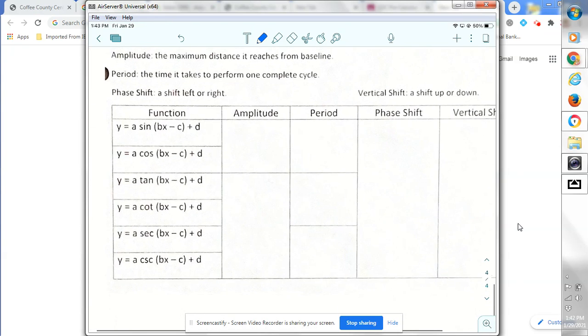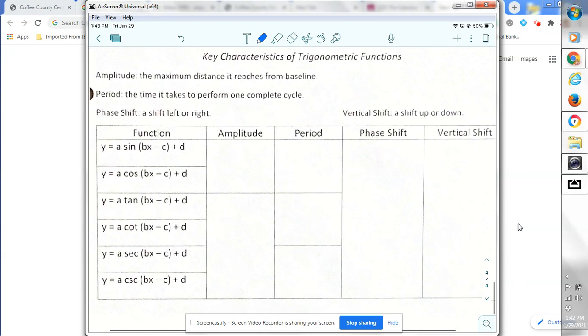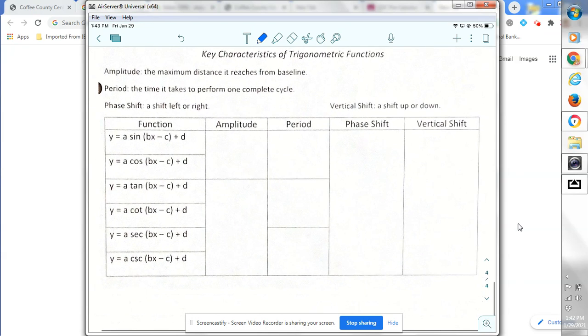All right, and then we're going to fill in some stuff on this key characteristics sheet. So again, the amplitude is the maximum distance it reaches from the baseline. The period is the time it takes to complete one cycle. Now, phase shift we haven't talked about yet, but we will. It'll be a shift left and right, and then vertical shift will be a shift up and down.